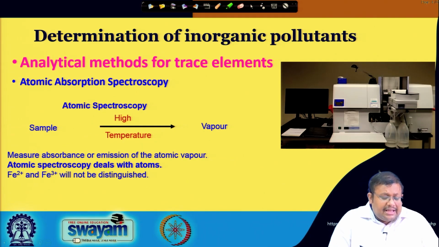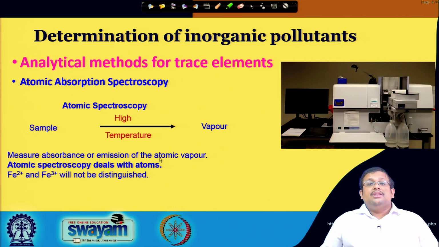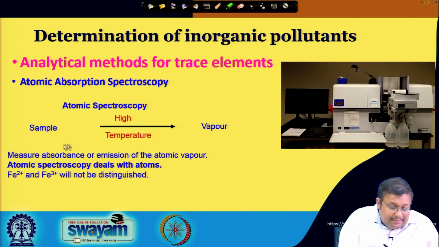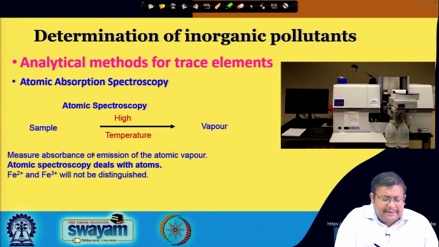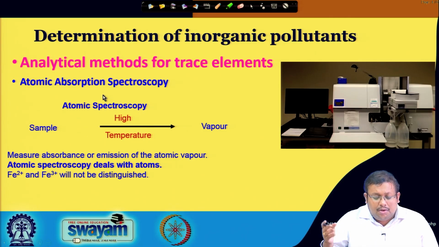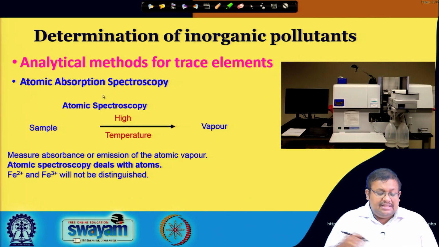Now, we know that when we introduce the sample and produce high temperature, either through a flame or through a graphite furnace, we are producing vapors, and we are measuring the absorbance or emission of the atomic vapor. In the case of AAS, we are measuring the absorbance, not the emission. For emission, we use atomic emission spectroscopy. Atomic spectroscopy deals with both absorbance and emission; however, in AAS we are specifically concerned with absorption. It deals with atoms, so we cannot distinguish Fe2+ from Fe3+. So, this is the principle of atomic absorption spectroscopy.